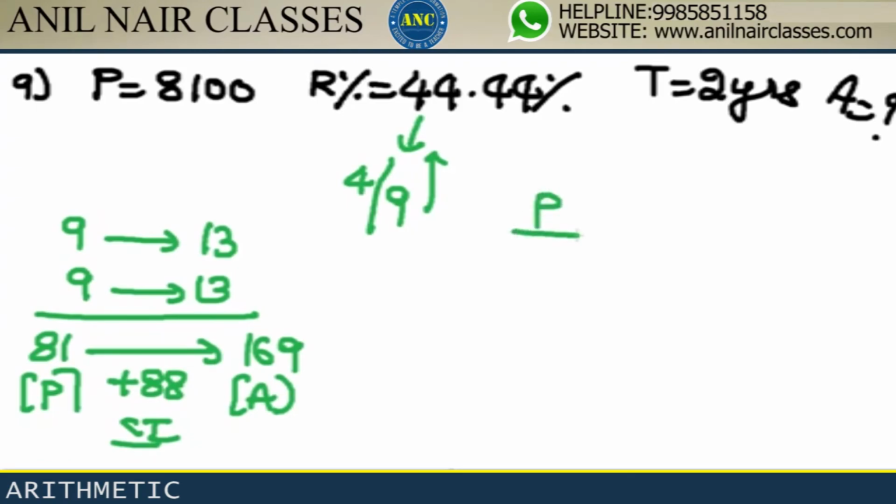If the principal is 81, CI is nothing but 88. 9 9s are 81, 13 13s are 169, extra is 88. But according to the question, the principal is nothing but 8100.